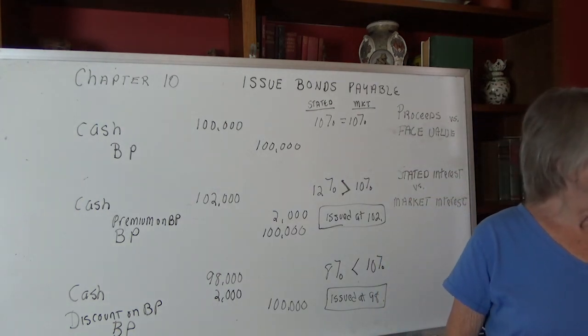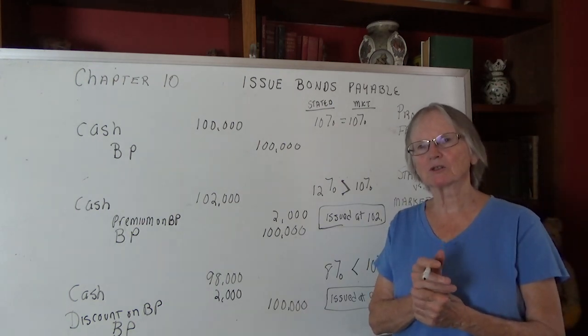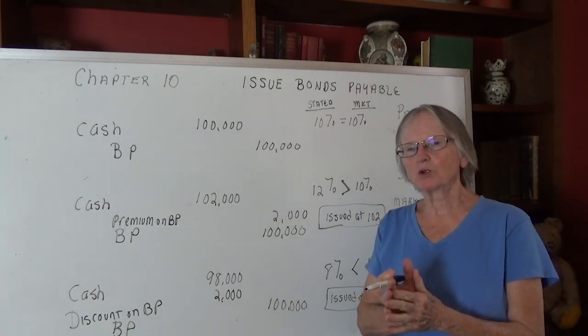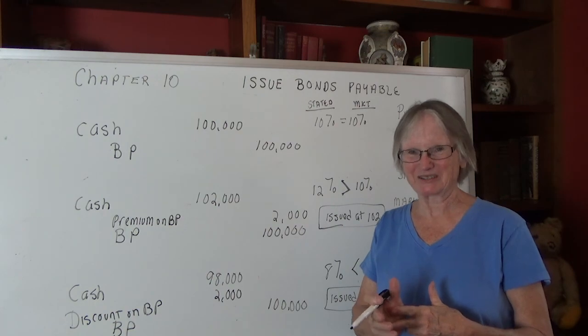Okay, so I think we're ready now to take a more detailed look at how it works to issue bonds at their face value, at a premium, and at a discount.